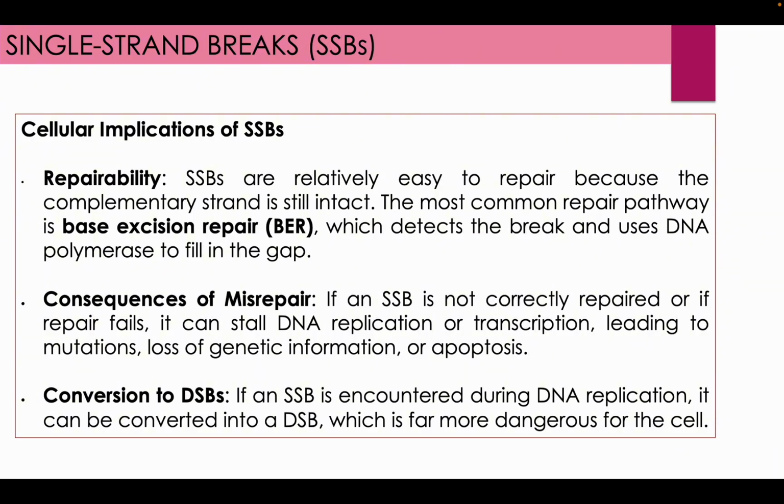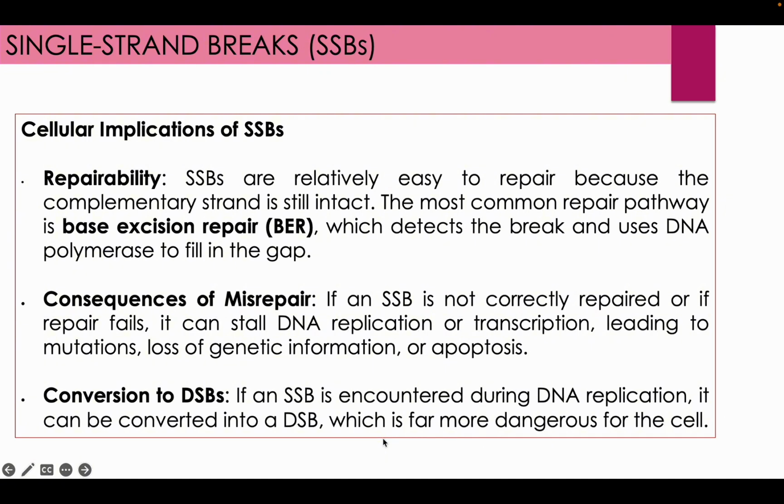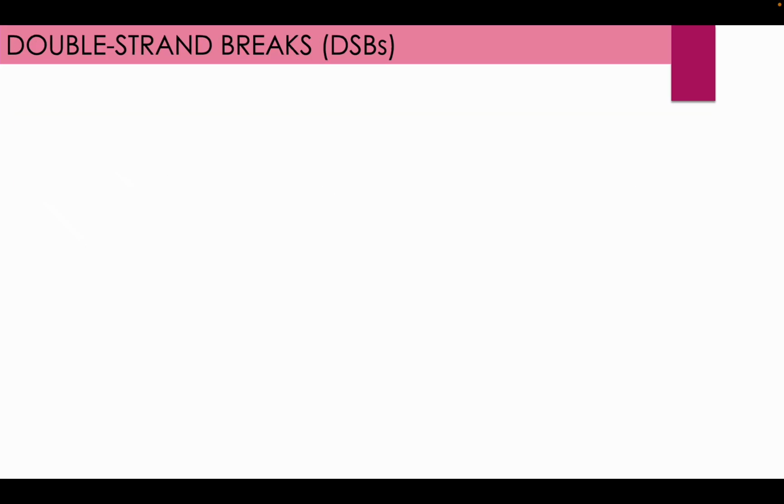If an SSB or single strand break is encountered during DNA replication, it can be converted now into a DSB or double strand break, which is far more dangerous for the cell. Okay, so again, those are the 3 cellular implications of single strand breaks. Now, how about the double strand breaks?